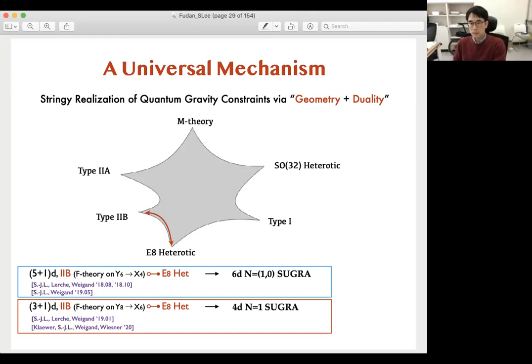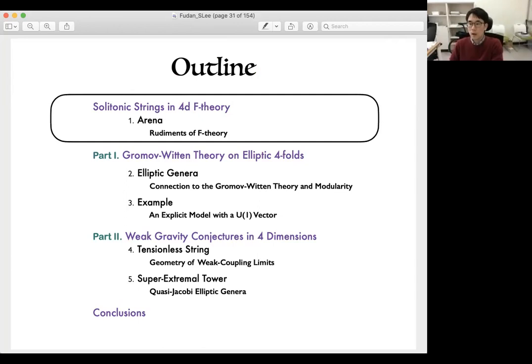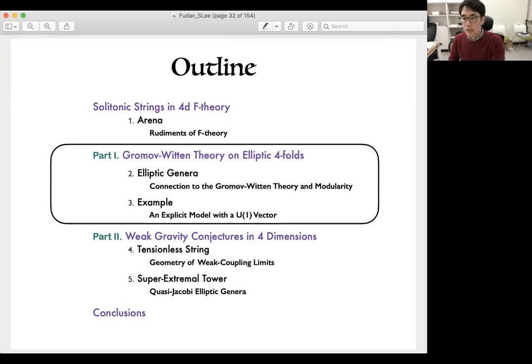So here is the outline. I will start by carefully setting up the arena. The main physical object in scrutiny will be solitonic strings in four-dimensional F-theory. So I will first spend a few slides to remind you of some of the rudimentary facts of F-theory before jumping into part one. In part one then, I will address the connection between elliptic genera of those strings and certain Gromov-Witten invariants, and will explain their modular behavior. Then I will illustrate all of this in an explicit model with a U(1) vector.